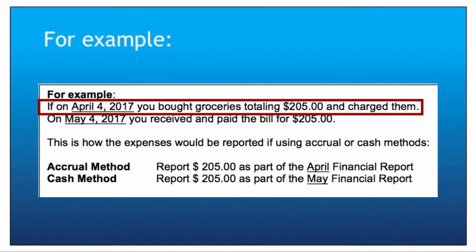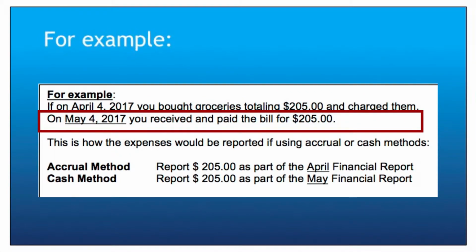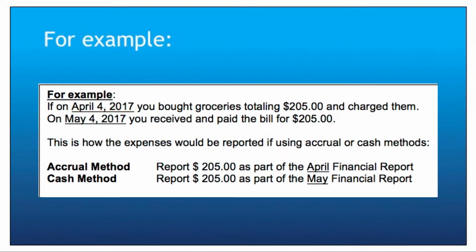For example, on April 4, 2017, you bought groceries totaling $205 and paid with a credit card. On May 4, 2017, you received and paid the bill for $205. If using the accrual method, you would report the $205 on the April financial report. If using the cash method, you would report the $205 on the May financial report.